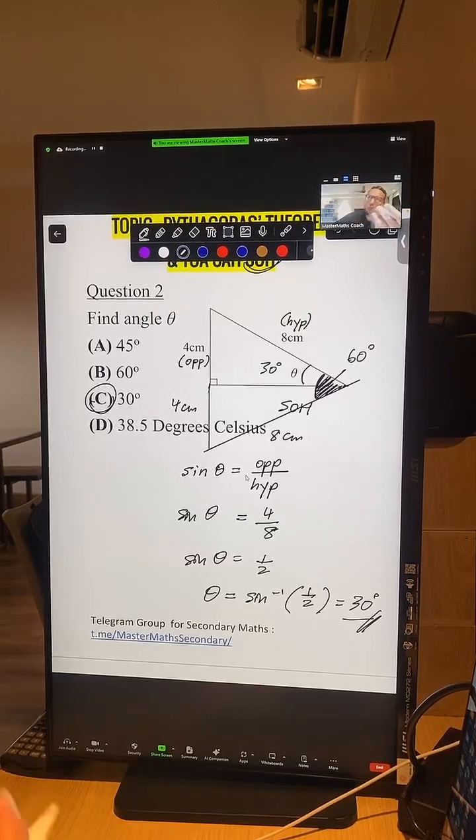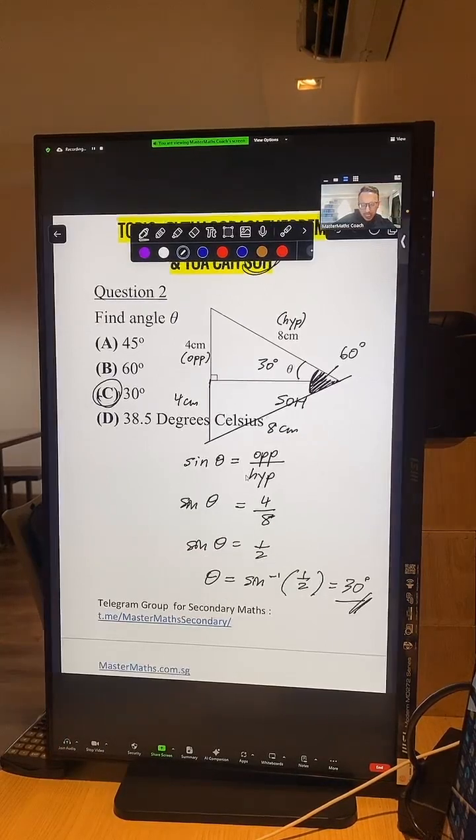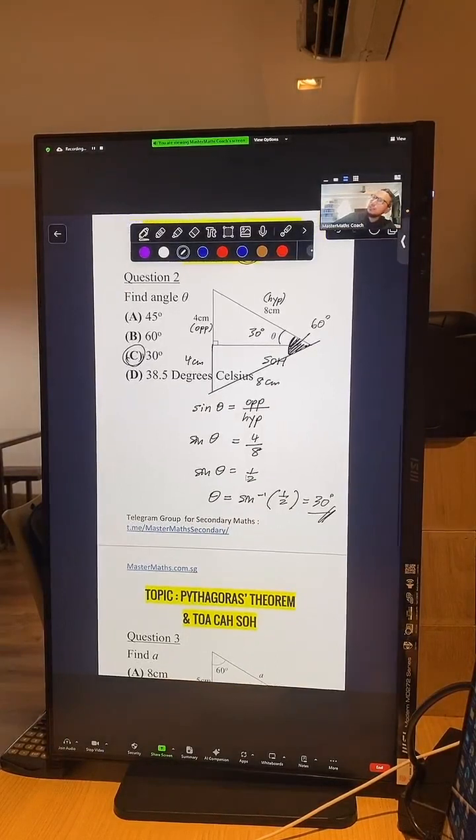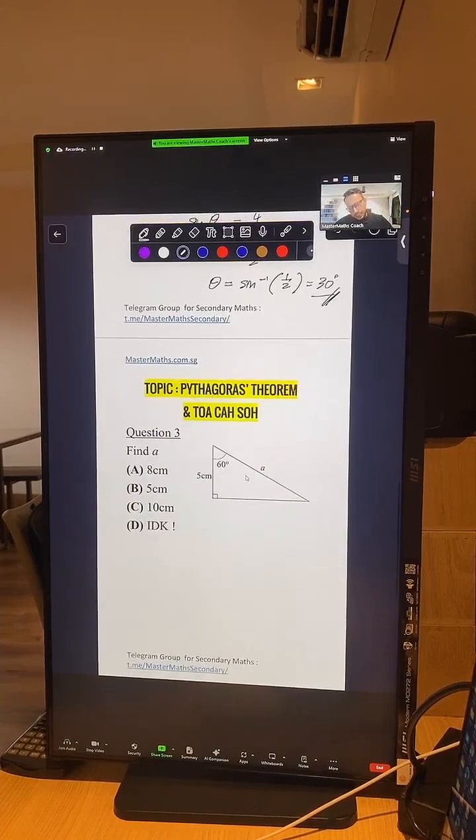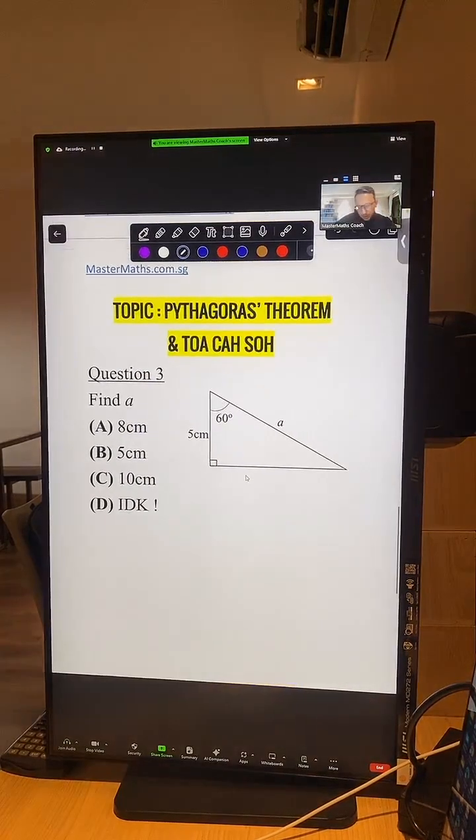Thank you. I'm also learning something from you all. Fantastic. But the method that I'm teaching you all today is the TOA CAH SOH method. TOA CAH SOH, here we are using sine. Maths is very satisfying.